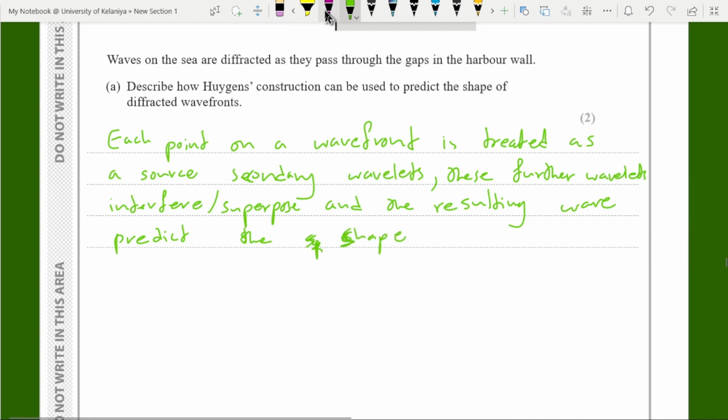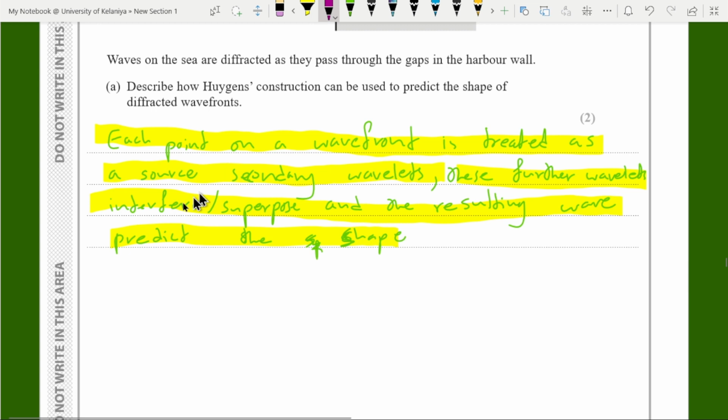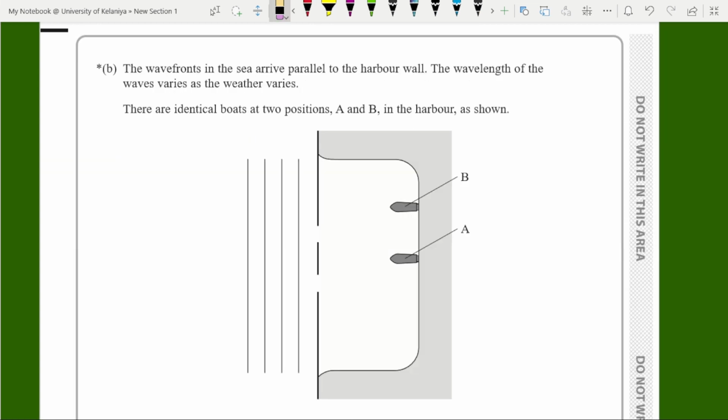So the marks are given for this whole sentence. For 1 mark for this one, and the other one, and you will get the 2 marks. One for this one.